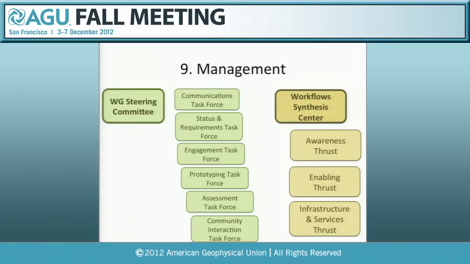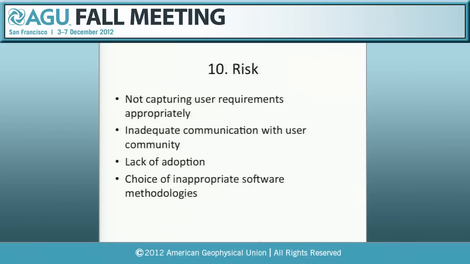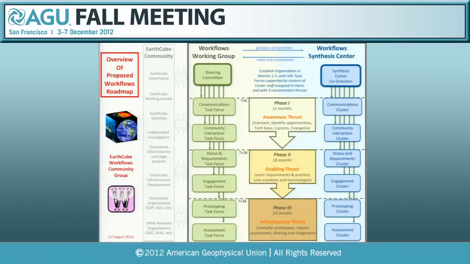And I already mentioned the different task forces and the steering committee within the workflows group, but we also thought it would be useful to have a central location for personnel that scientists can come and visit and talk and engage, and have someone that responds and really engages on it. And then there was a final section on potential risk that I'm going to skip. So this is just an overview of the roadmap.